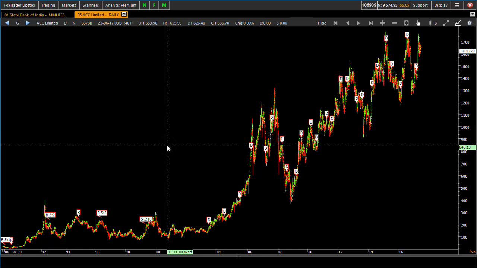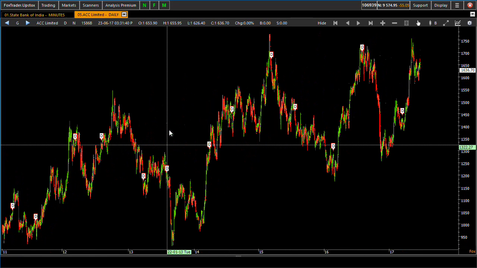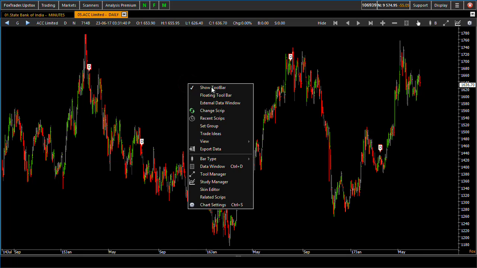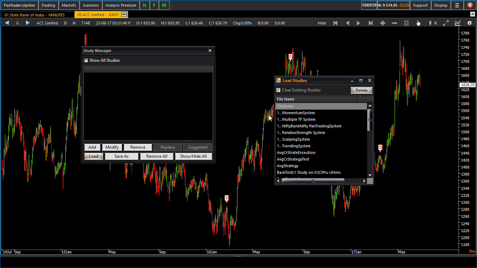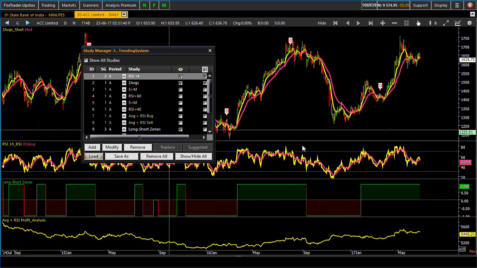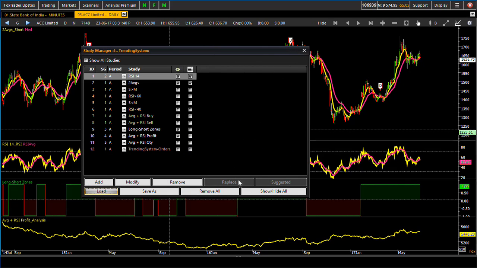Right, so I have the ACC chart out here, and I have already made a trend following system on my machine. So let me simply load it and show you the construction of it. So this is the one, trending system. So this is how it is seen.